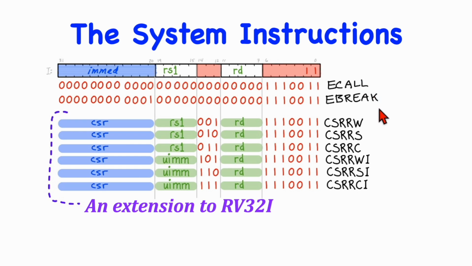Next, we get to the CSR instructions. These instructions are not part of the RV32I base instruction set. Instead, they're considered an optional extension, but I'm including them here because they'd be needed in almost any conceivable RISC-V implementation. Each of these instructions operates on a control and status register, which would be identified by this 12-bit field.